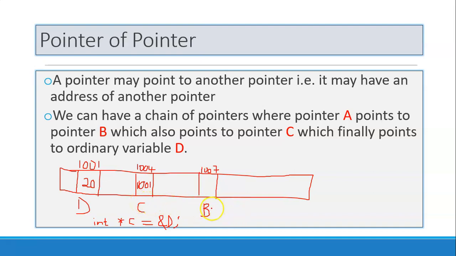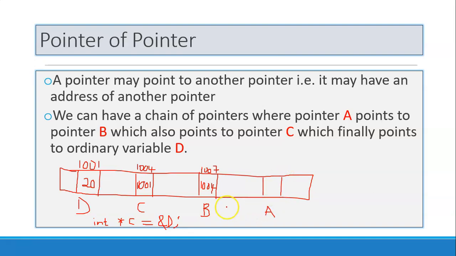So the value for b will be what? Just a moment. Think about it. What would be the value of b if b is a pointer to c? It will be 1004, which is the address of c. So b is storing the address of c, and c is storing the address of d. So b is said to be a pointer of a pointer. It's not pointing to the ordinary value directly, it is pointing to another pointer. With pointers of pointers, you can have even another pointer, which is called a.